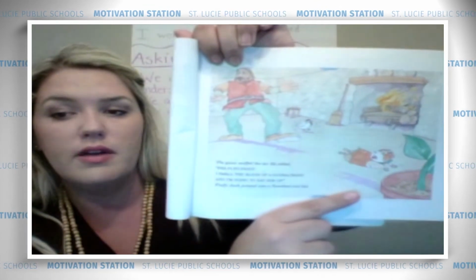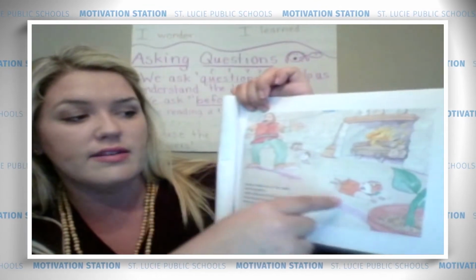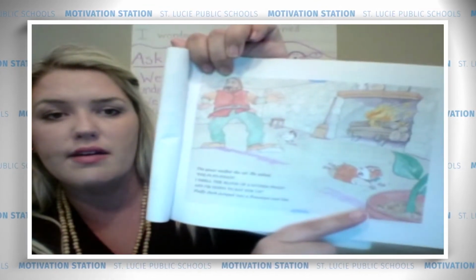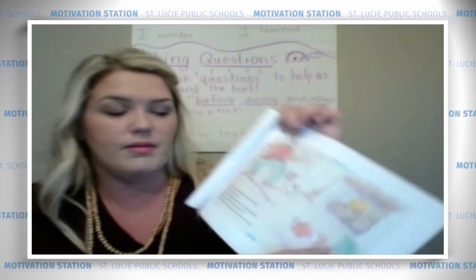Uh-oh. So now the giant said he's going to eat Fluffy Jack. Fluffy Jack's hiding. Let's see what happens to Fluffy Jack.